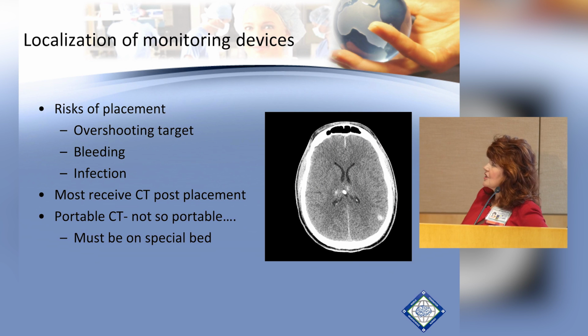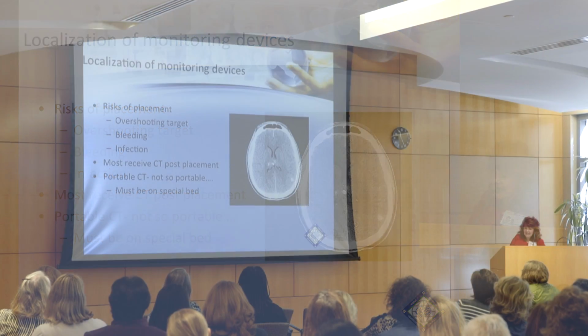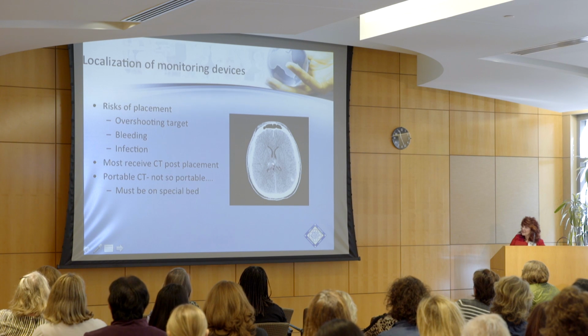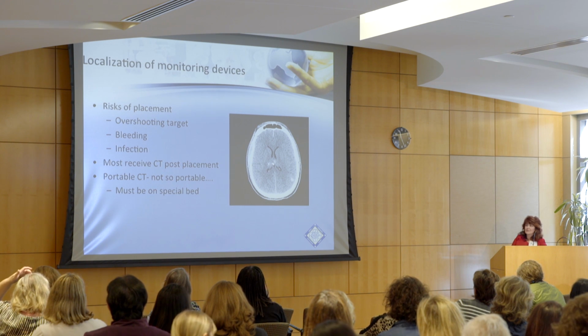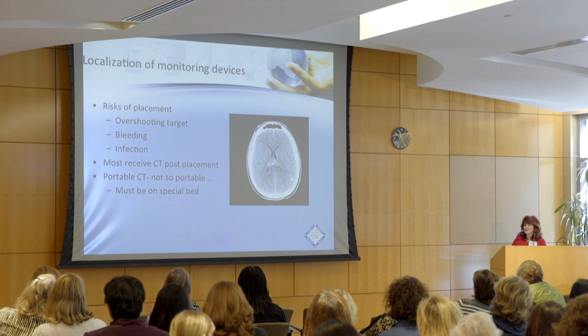And then localization of monitoring devices. This is super helpful also. You know that after we put in an external ventricular drain, and you're like, oh, well, it's not working very well. And then you get your scan, and then you see this. Do you guys see? This is actually the external ventricular drain. It's kind of far down, huh? It makes it hard. And so sometimes you can overshoot the target. There can be bleeding. So it's really important.